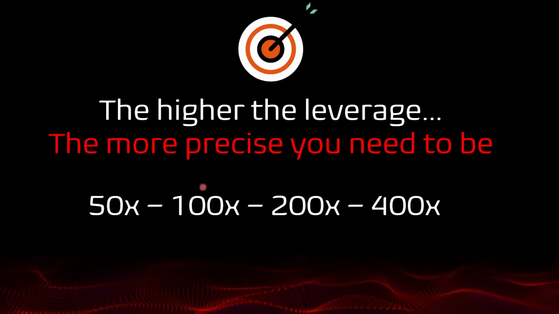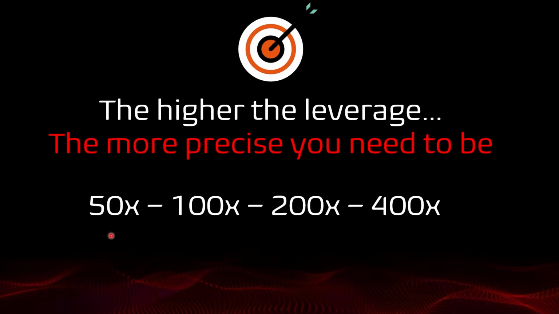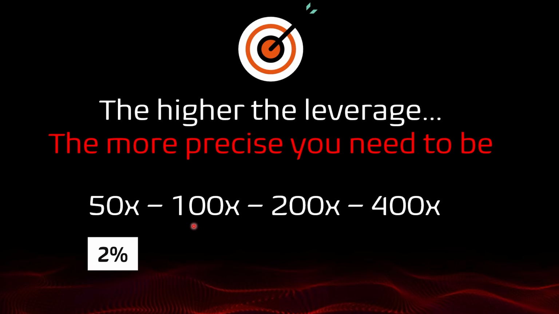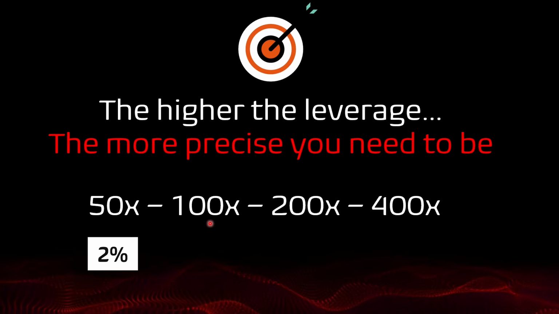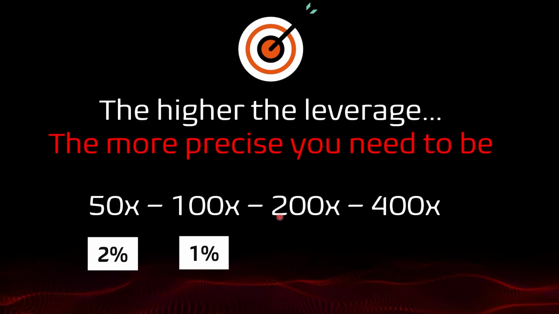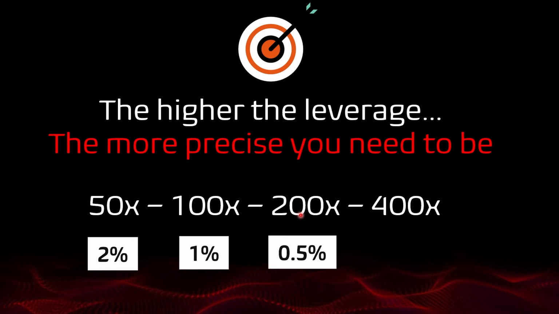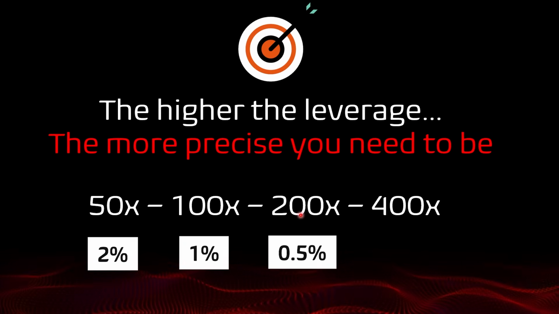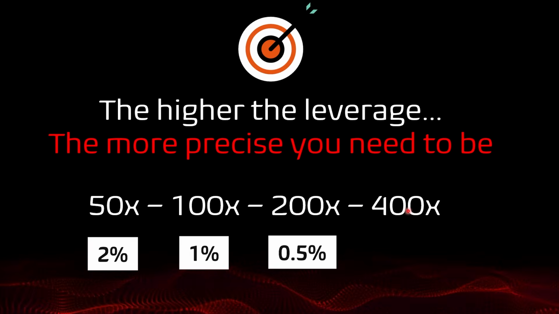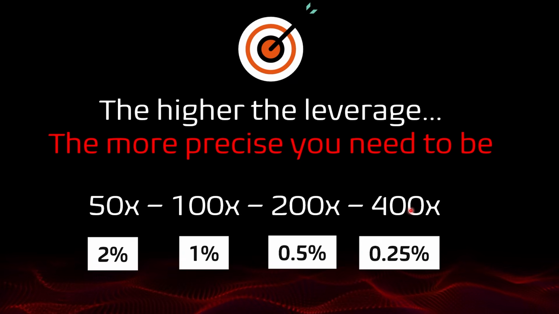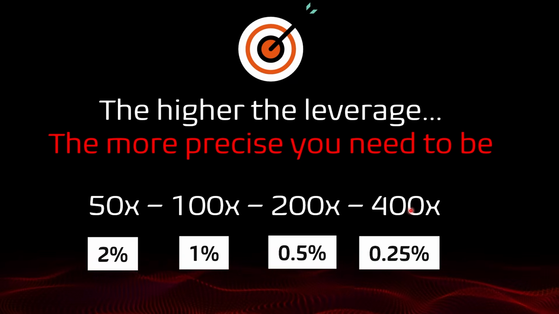Think about it like this. If you're using 50x leverage, price only needs to move 2% for you to get liquidated. If you're using 100x leverage, price only needs to move 1% for you to get liquidated. If you're using 200x leverage, price only needs to move 0.5% in one direction for you to get liquidated. And for 400x leverage, it's 0.25% for you to get liquidated. You have to understand that this is super, super small. So I would steer clear of this type of investing.